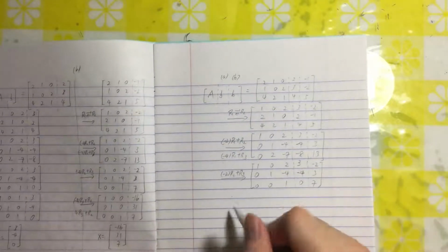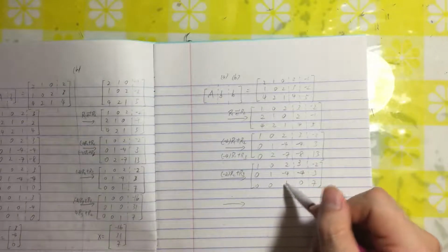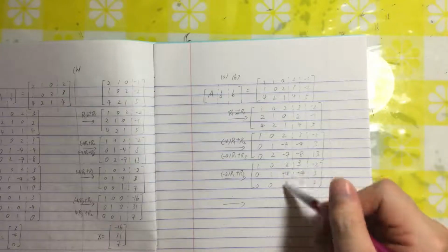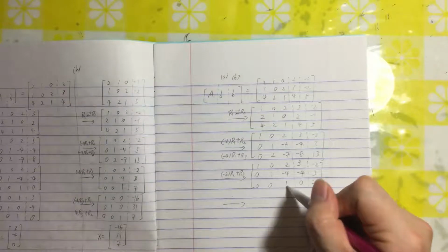Next, move to the third row. Try to make the first non-zero entry to be 1. It is a 1 here, so that's a leading one. Try to make all entries above the leading one to be 0. So I can multiply third row by -2 and add it to the first row.